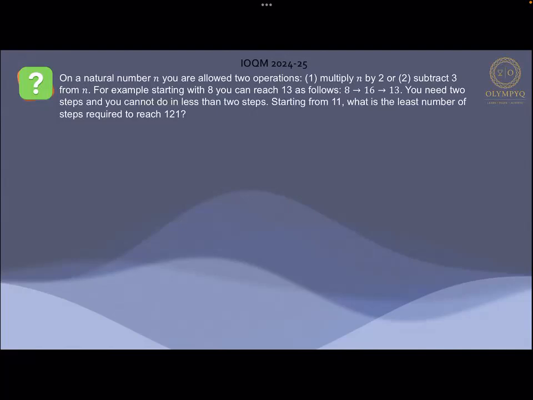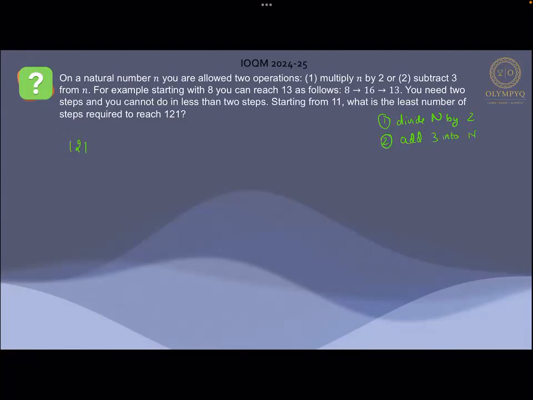Now, this question can be solved easily if I process it in reverse order. How? If I start from 121, the operations will be completely changed. Initially, the first operation was multiply n by 2. So if I start from the end point, we have to divide n by 2, and the second operation was subtract 3 from n, so in that case we have to add 3 to n.